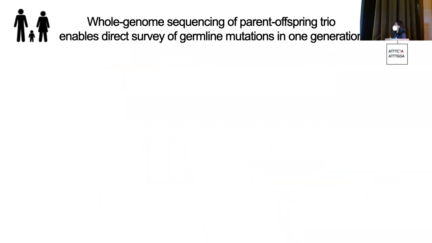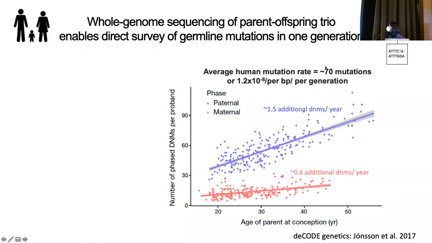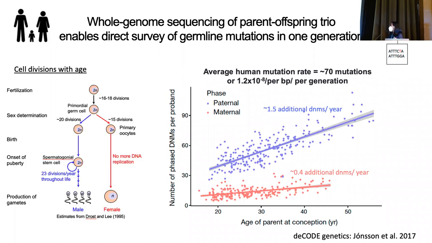Now, the most direct way to measure germline mutations is to sequence pedigrees. So you can sequence the genome of the father and the mother and the offspring, and then directly ask in one generation how many mutations occur. In doing so, what we learn is that there are about 70 new mutations that occur in one generation. The mutation rate in humans is really low. It's 1.2 times 10 to the minus 8 per base pair per generation. And consistent with models of spermatogenesis, where the spermatogonial cells continuously divide post-puberty, we see an increase in the number of mutations with the age of the father.